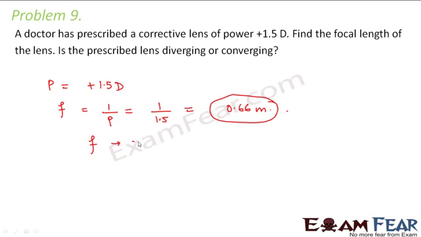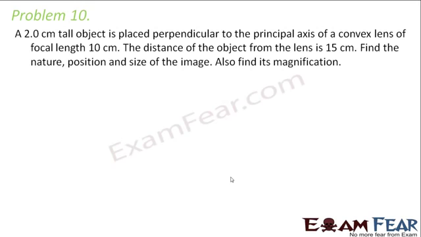Now what do we see? Focal length is positive in this case. So what kind of lens is this? It is a convex lens. And a convex lens is a converging lens because it tends to converge the incident rays falling on it. Let us now look at the 10th problem.